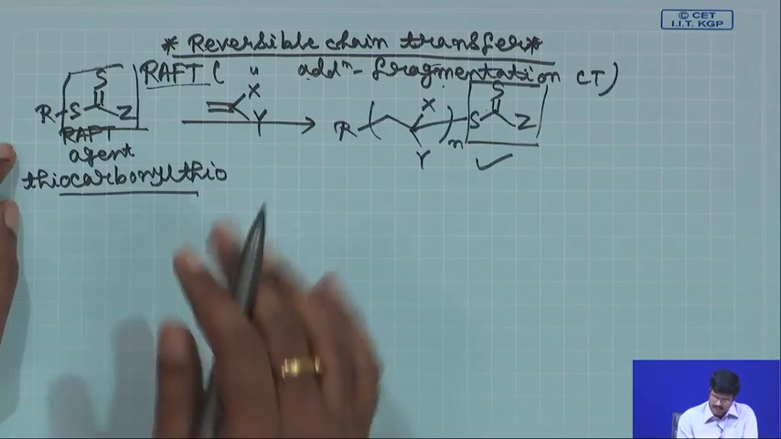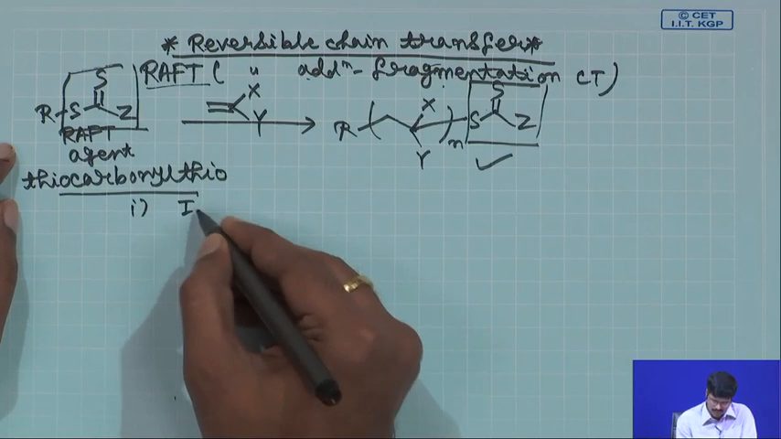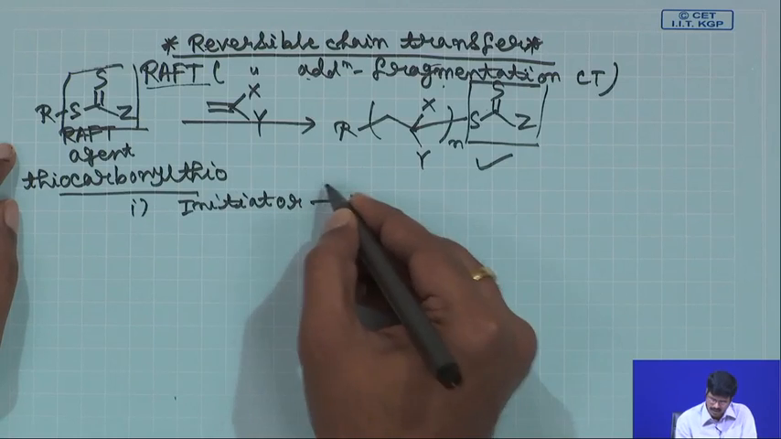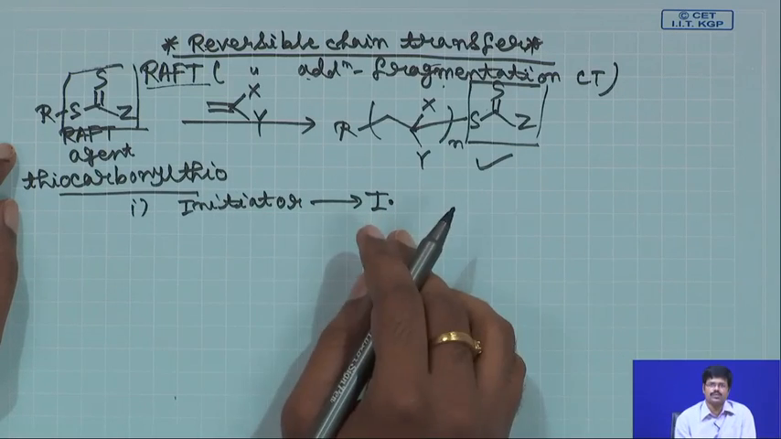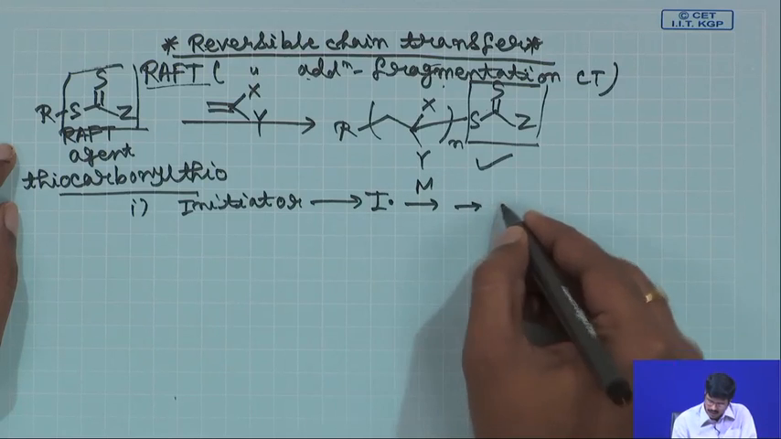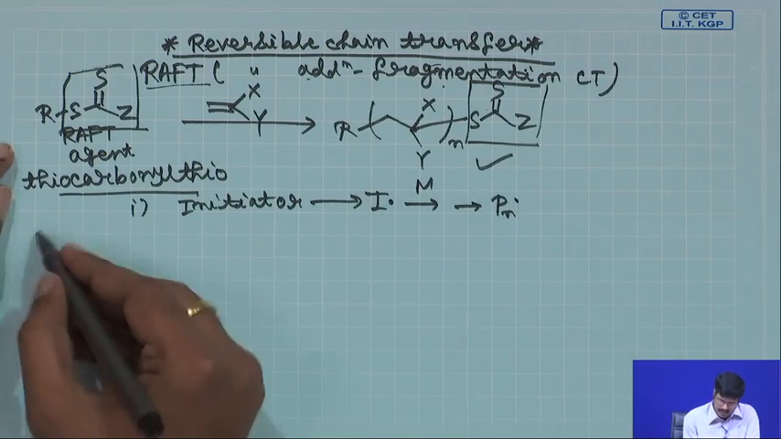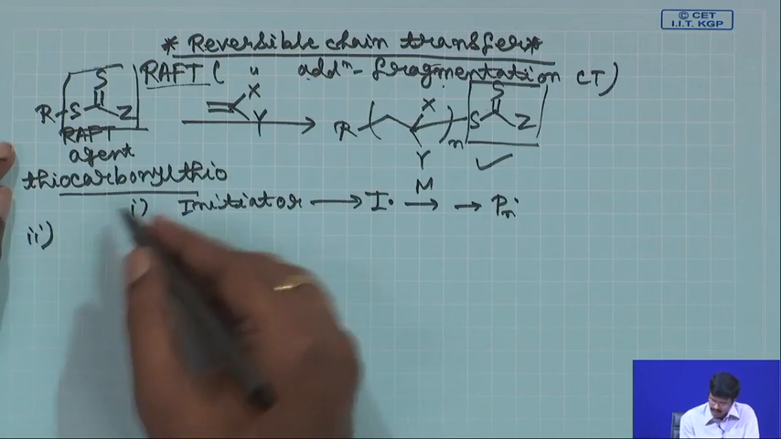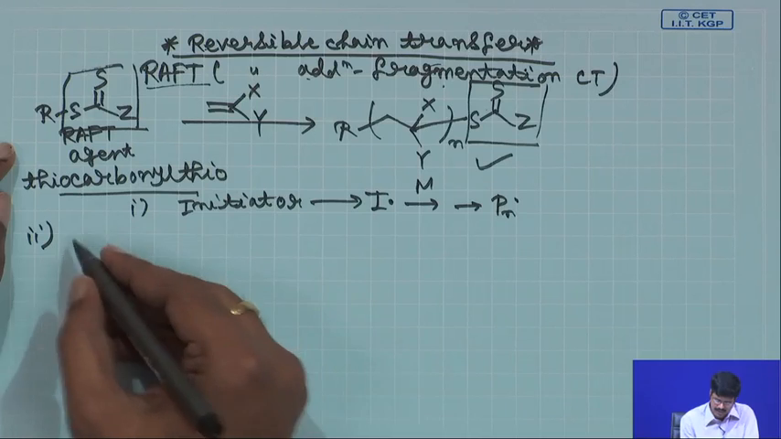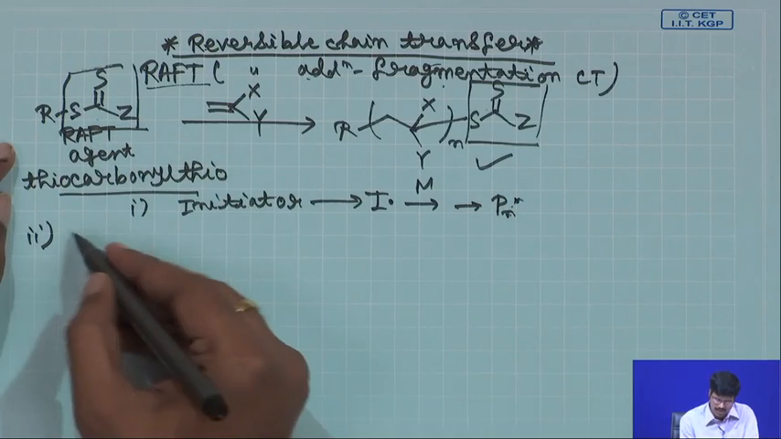So, typically the mechanism is something like that. You have an initiation step in which you are using your normal initiator. Your initiator is decomposing, dissociating to I dot, and that is initiating your polymerization with the monomer, and you have say a growing chain P n dot. Now, the second step is called the pre-equilibration step, a reversible chain transfer pre-equilibration step, where there will be a reversible chain transfer of this RAFT agent with P n dot.